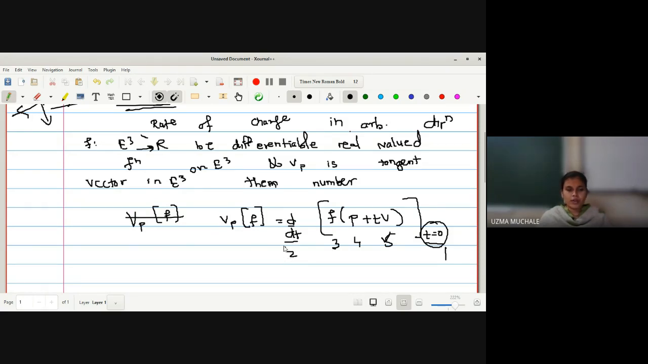Okay, so initially we are provided a rate of change of a function, and we are going to find it in an arbitrary direction. That is the main concept of the directional derivative.